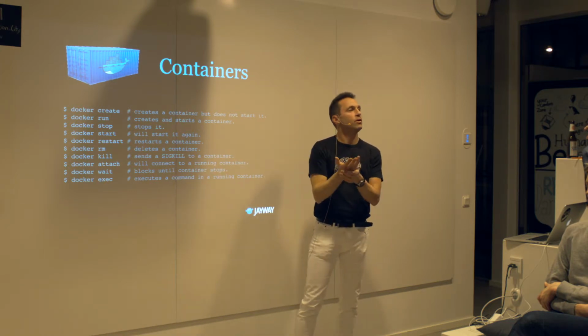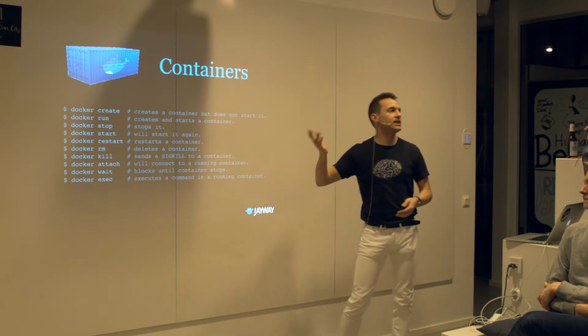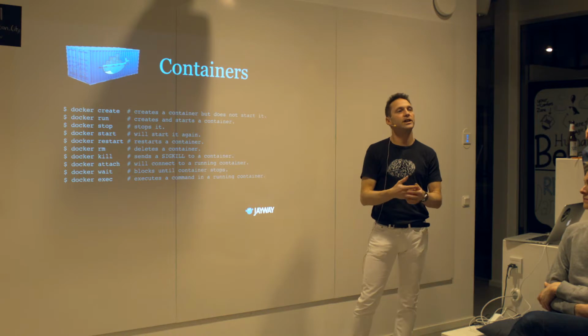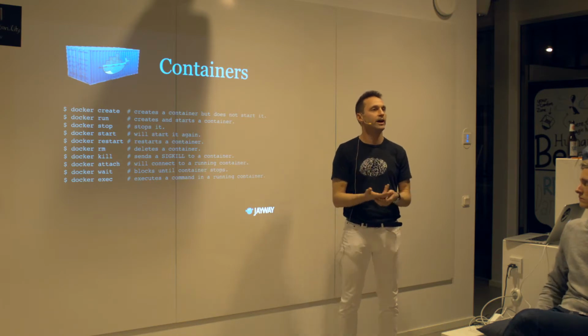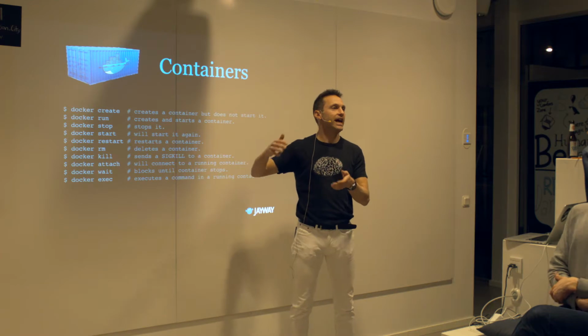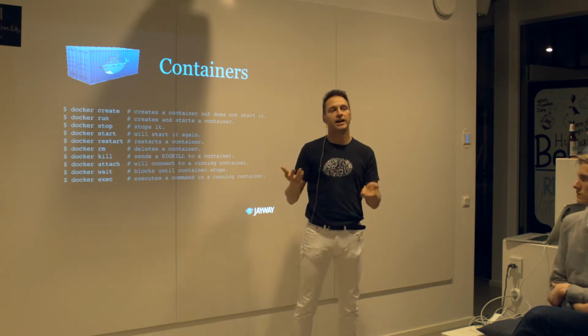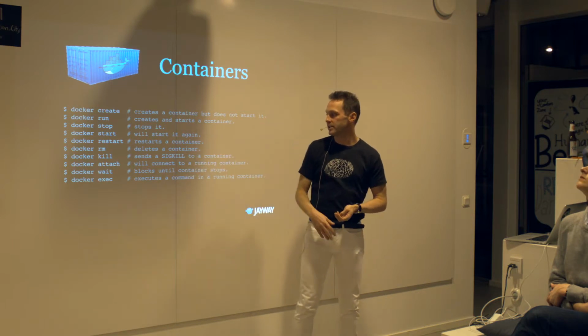Rm removes the container or deletes the container. Kill sends a SIGKILL to the container. So if it doesn't stop fast enough for you when you give it stop, you can probably just send it kill and it will die quicker. If you start in a detached mode, which is kind of like a background process, then you can attach to it again with docker attach.